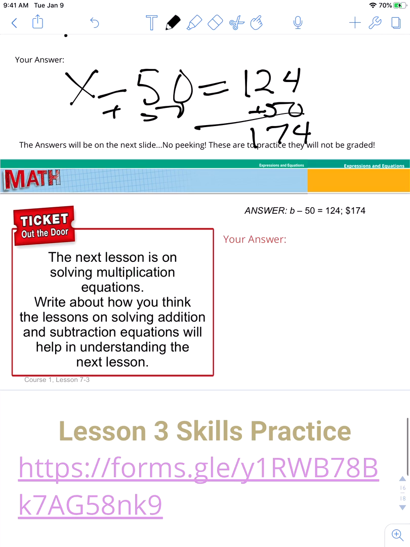And then it says, the next lesson is solving multiplication equations. Write how you think the lesson on solving addition and subtraction equations will help you understand the next one. So what we're looking for is use your mathematical mind. I know that I can do the opposite of the inverse to get the answer I'm looking for. So the opposite of plus 5 is negative 5. The opposite of negative 4 is plus 4. The opposite of plus 4 is negative 4. So I know that if by multiplication and division, I'm going to do the opposite. So if I'm multiplying, I'm going to divide. If I'm dividing, I'm going to multiply.